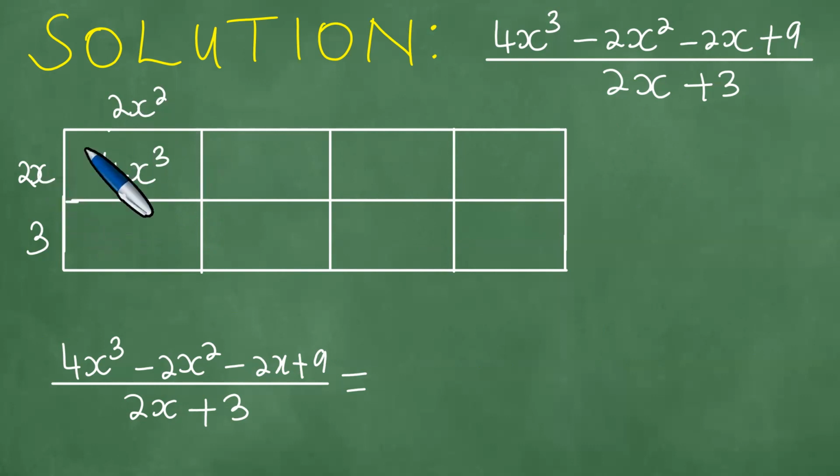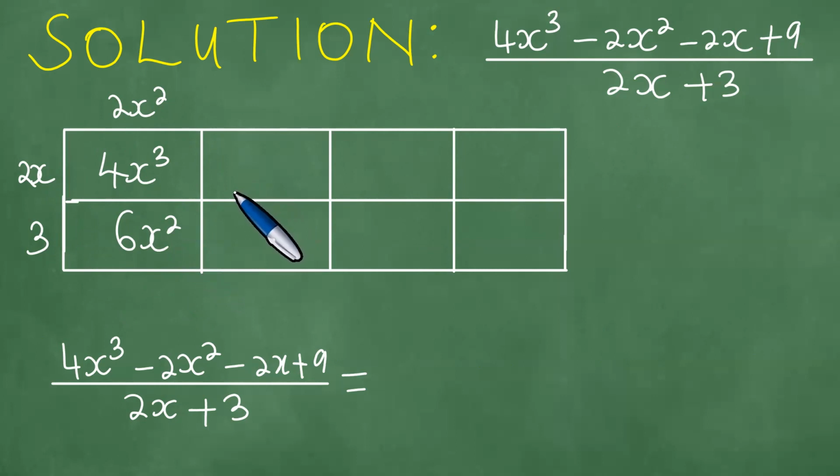We multiply 2x by 2x squared. That is 2x by 2x squared, we get 4x cubed. 3 by 2x squared, we get exactly 6x squared.